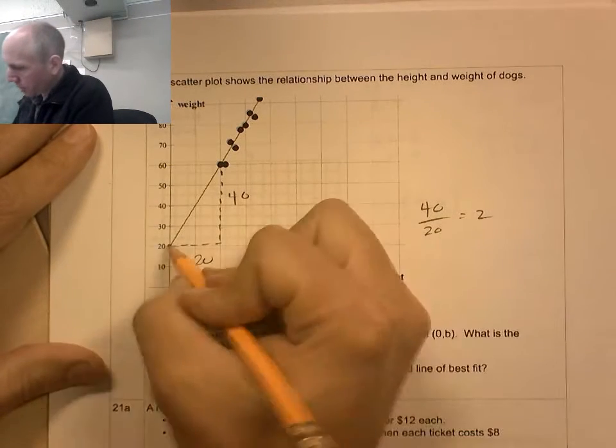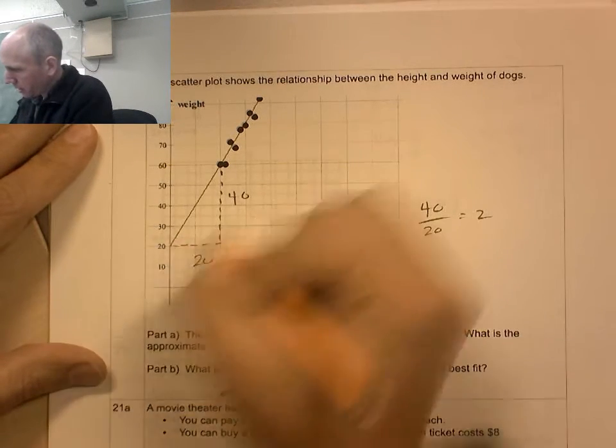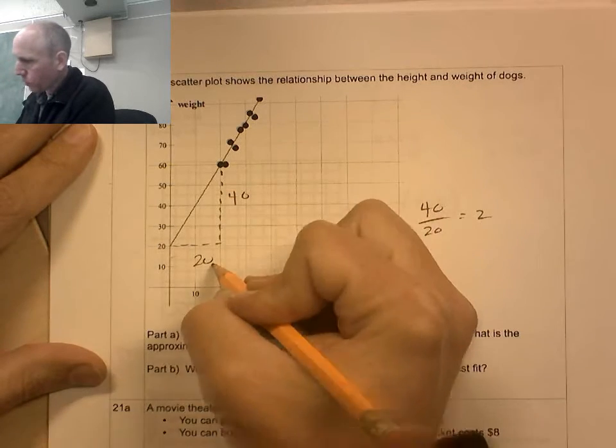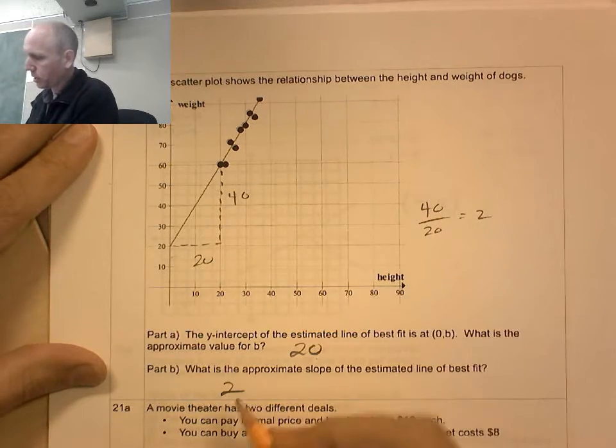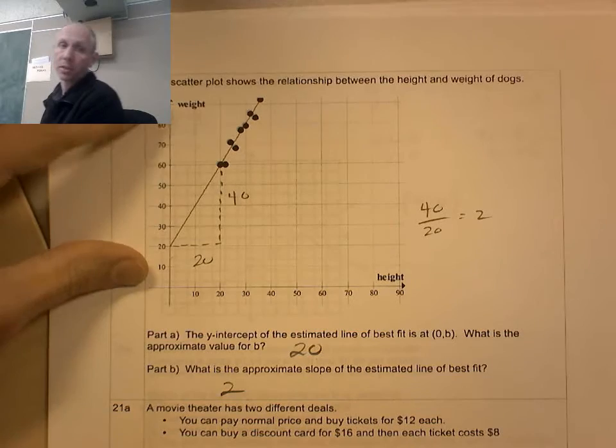This one, the intercept's at about 20. There's my intercept. There's a good point. Slope triangle, 40 over 20. My slope is 40 over 20, which is 2. There's my intercept. Excuse me, not my intercept, my slope.